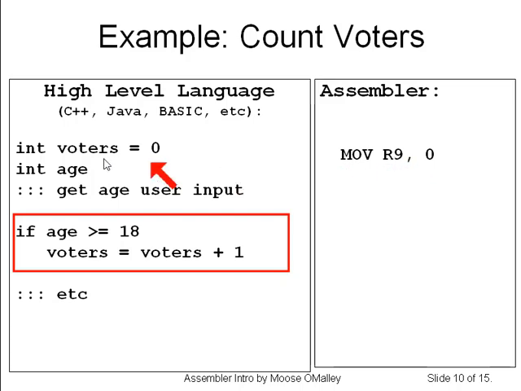R9 is going to be our number of voters. Okay, so we've got to remember in our mind that R9 is our number of voters. It'd probably be a good idea to put a comment over here next to it. R9 equals number of voters.